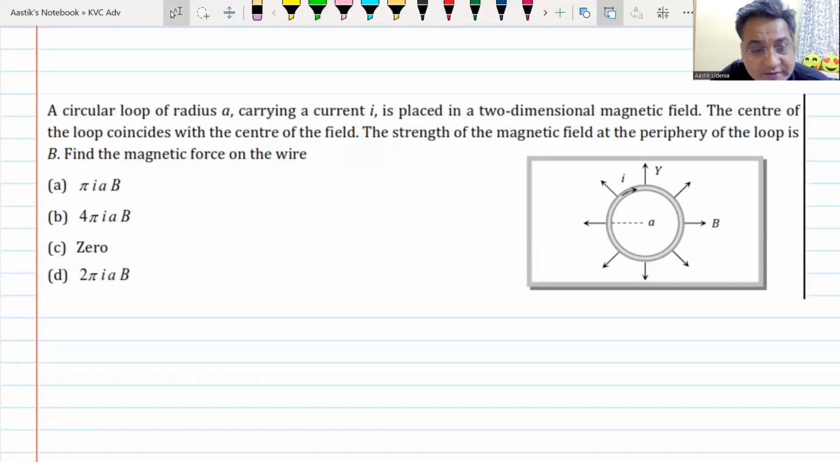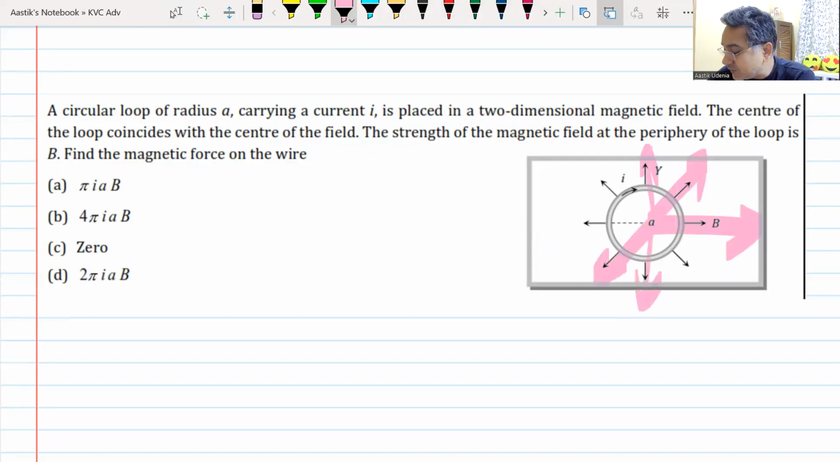This is the next question that comes into the picture right now. A circular loop of radius A carrying current I is placed in a two-dimensional magnetic field. The center of the loop coincides with the center of the field. If you can see, the field is going radially outward. At this point it is here, at this point it is here, at this point it is here. I hope you understand what type of magnetic field this is. Do we understand this? Yes, sir.